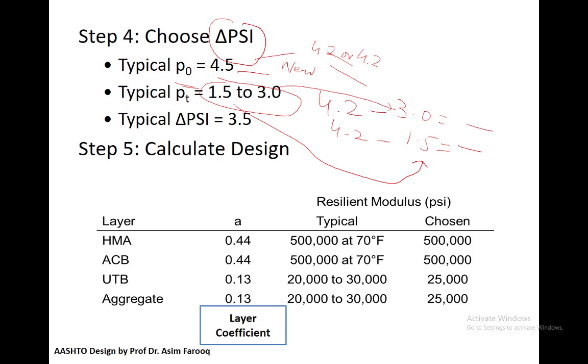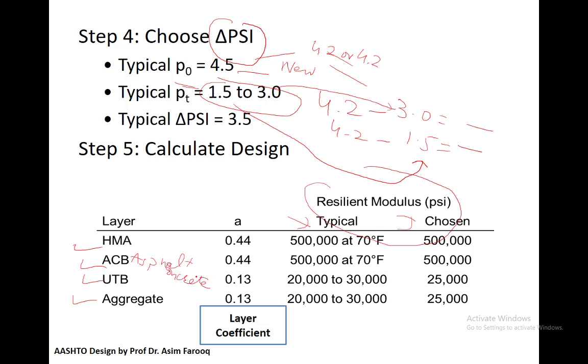This is the one chart which is already defined on the basis of the resilient modulus of each and every layer. As you can see here, we have the resilient modulus for the HMA layer is 0.4, for the ACB layer, or for the UTB layer, or for the aggregate layer.